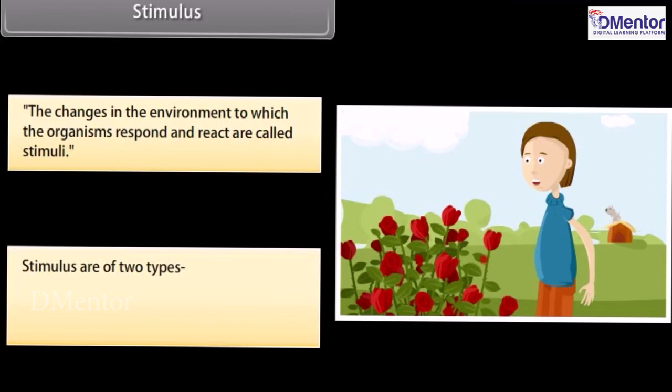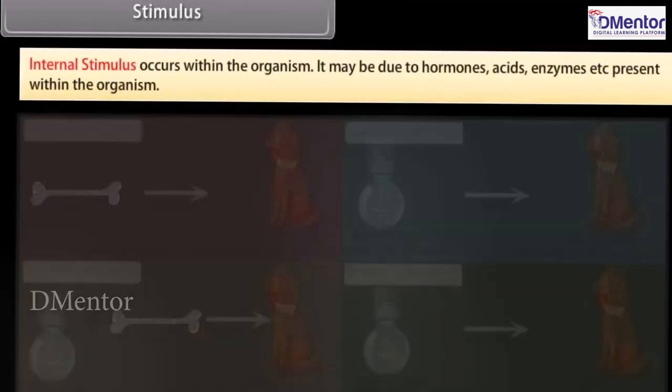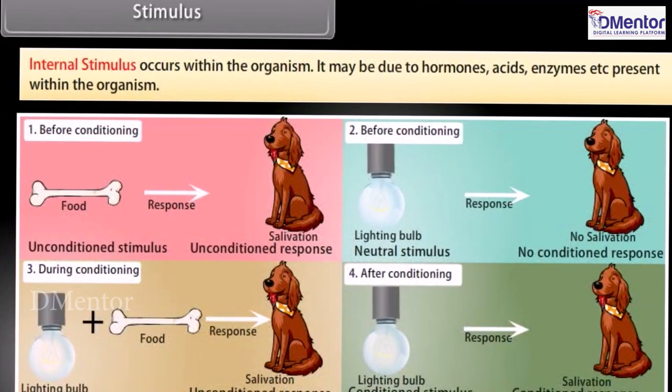Stimuli are of two types: external stimulus and internal stimulus. External stimulus is due to environmental factors like heat, light, sound, water, wind, etc. Internal stimulus occurs within the organism. It may be due to hormones, acids, enzymes, etc. present within the organism.